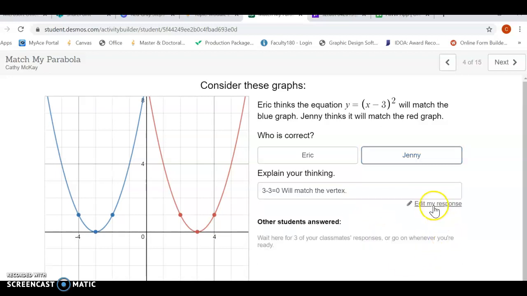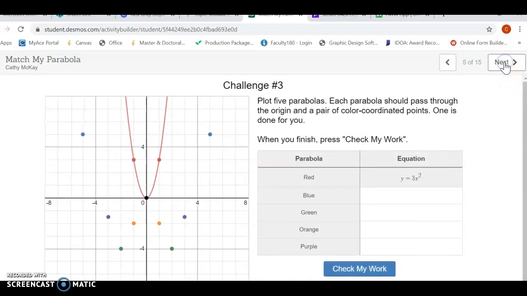And then I could share with class. Okay, so now let's look at my next one, number 5. Again, plot 5 parabolas. Each parabola should pass through the origin and pair of colored coordinated points. One is done for you. So the red one, y equals 3x squared.